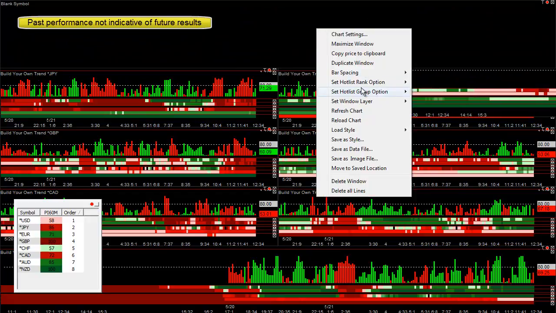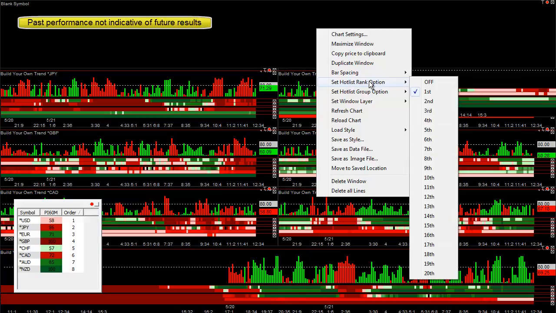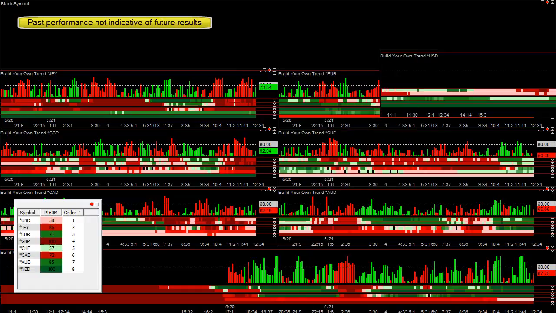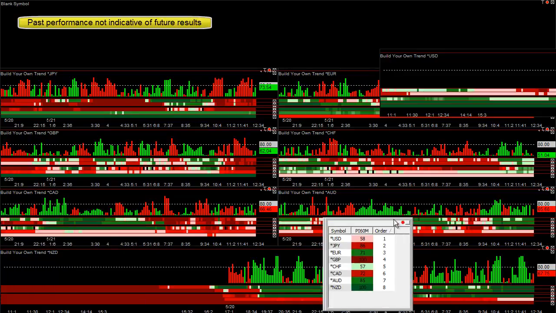And by linking these two together, see, this chart is set to hot list rank option 1, which means it puts whatever's in here as you sort these. Number 1 currency would automatically be put on here, number 2, 3, 4, 5. And then by doing this, we can now allow the linking of real-time only tools to our hot list.